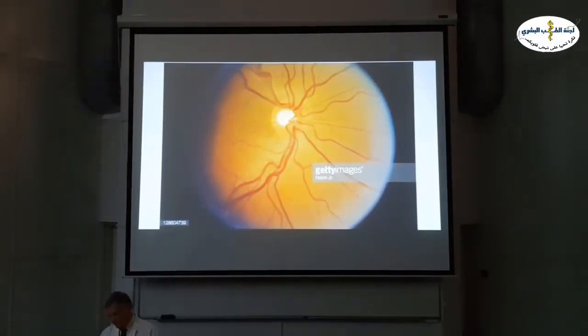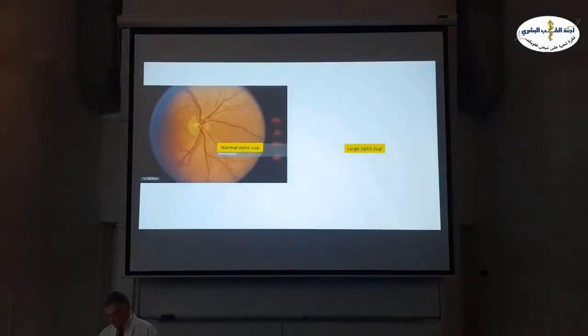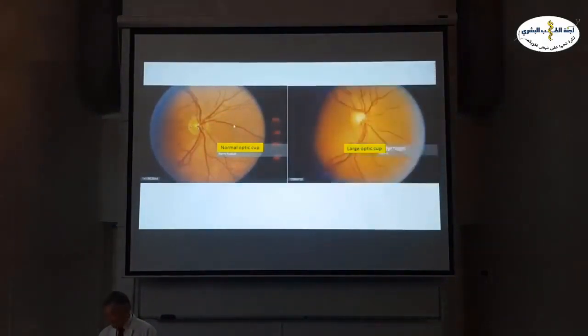If you look at this, it is a normal optic disc, blood vessels radiating from it. Normal cup and larger cup, optic cup. This is the normal. You see, it should be 1/3 of the optic disc, and this is more than 1/3. This is happening when intraocular pressure increases. Pressure is applied on the optic disc. The optic cup gets larger.